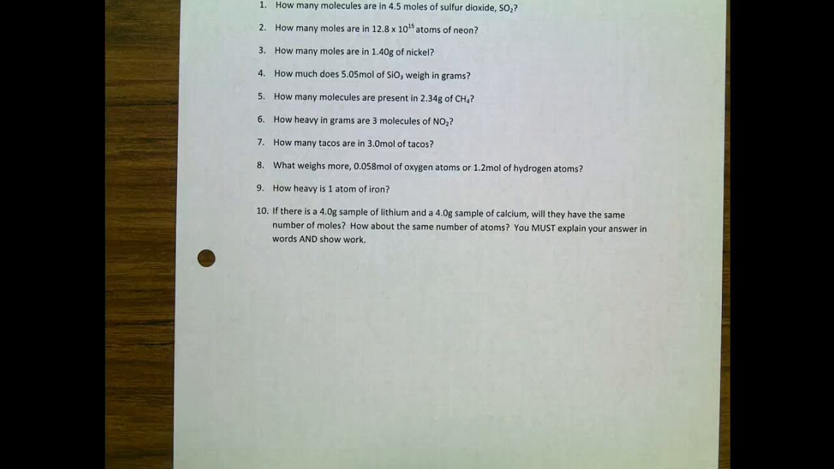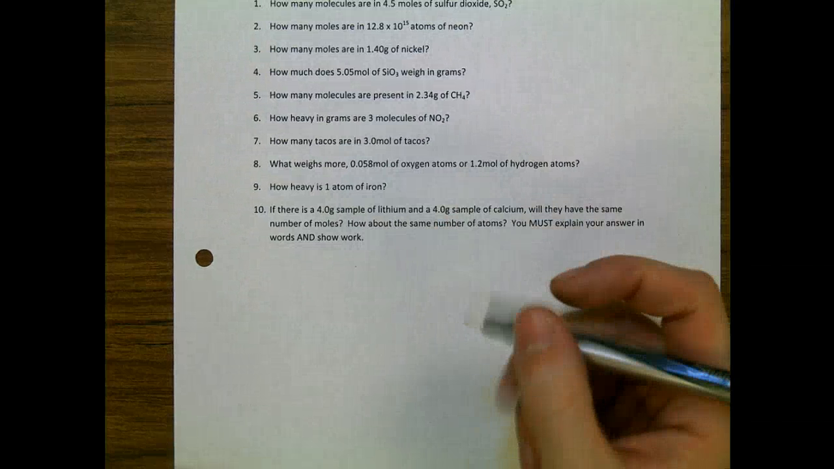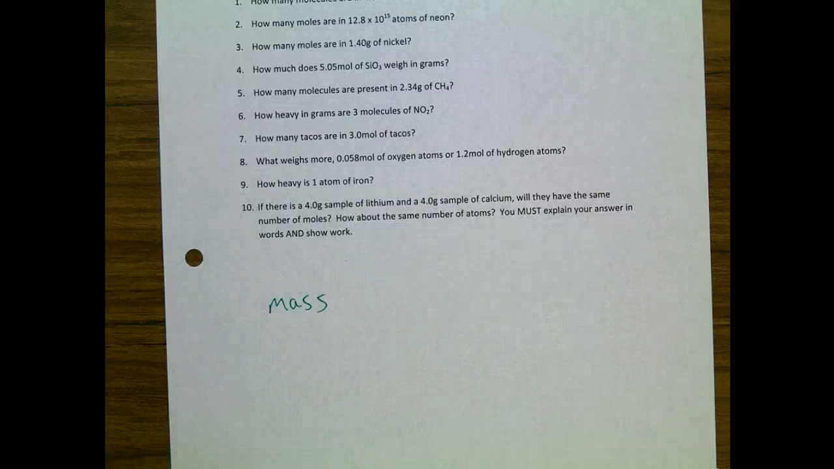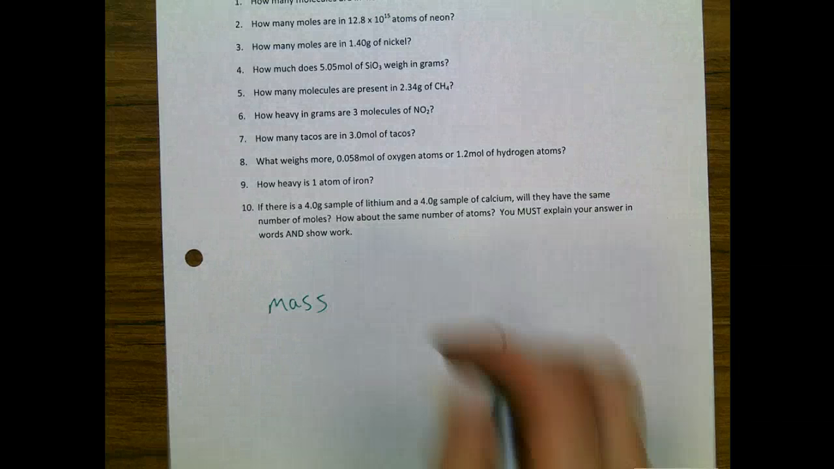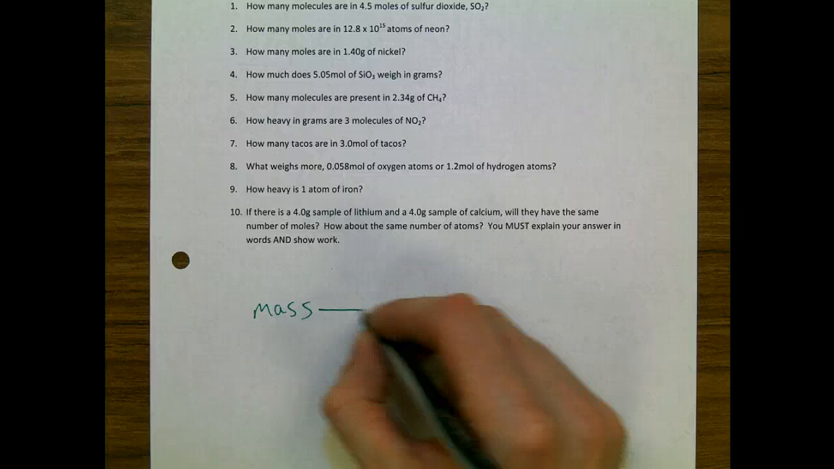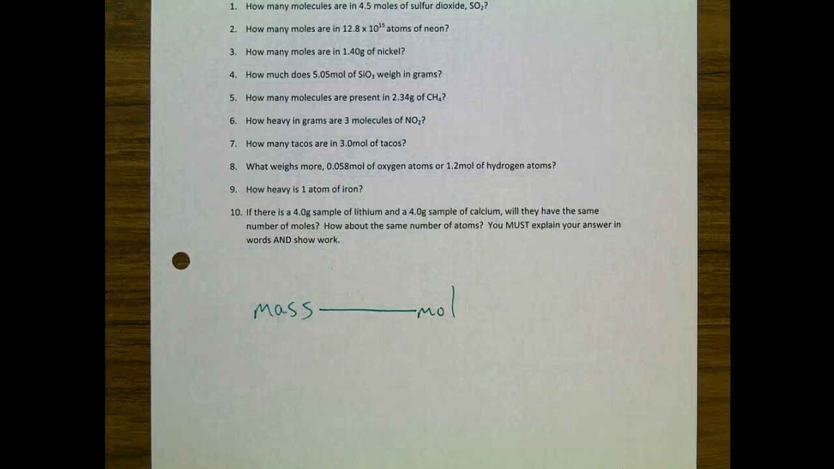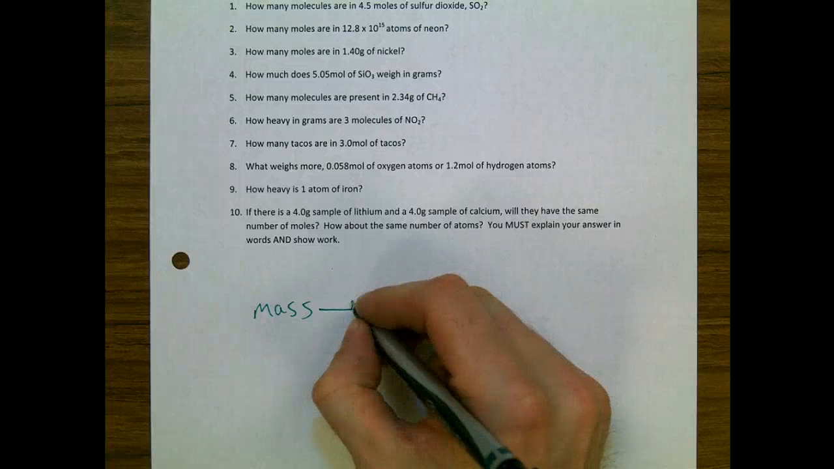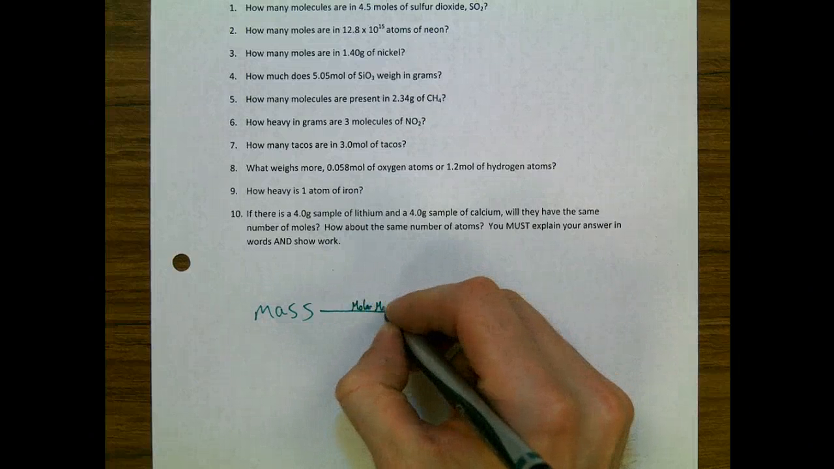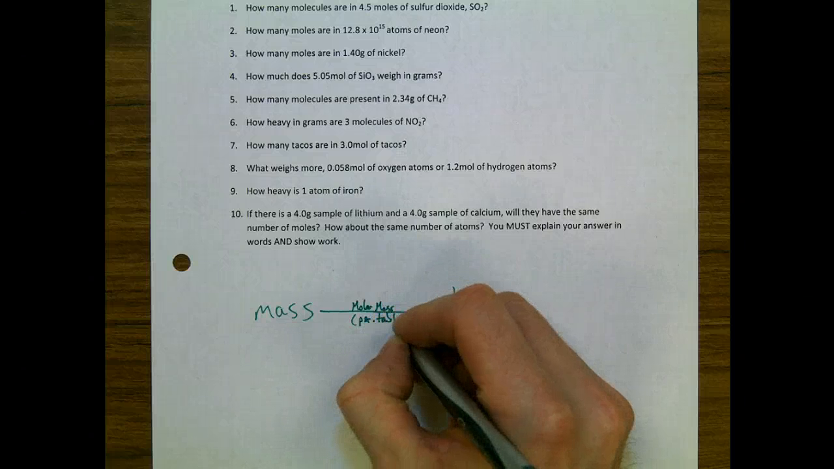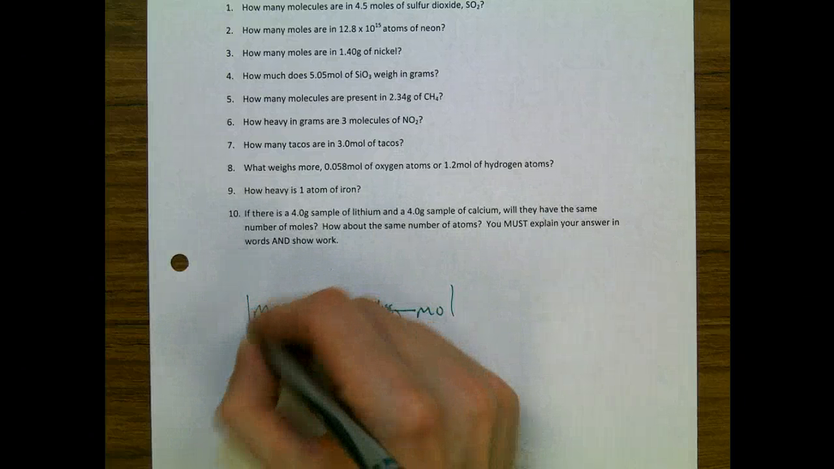For all of the problems, you need to know that we use grams, which is a representation of mass, to represent how heavy something is. How heavy something is can be converted into moles by using the periodic table. The number on the periodic table gives us something called molar mass. This molar mass allows us to convert mass to moles.